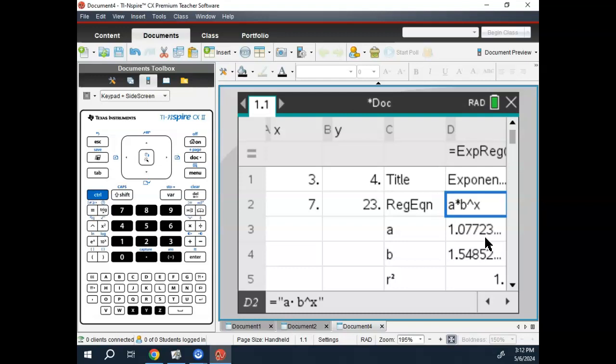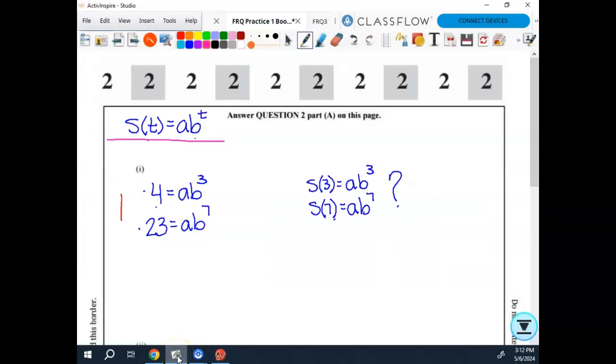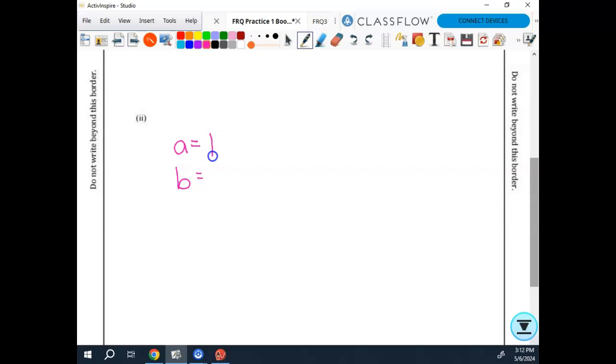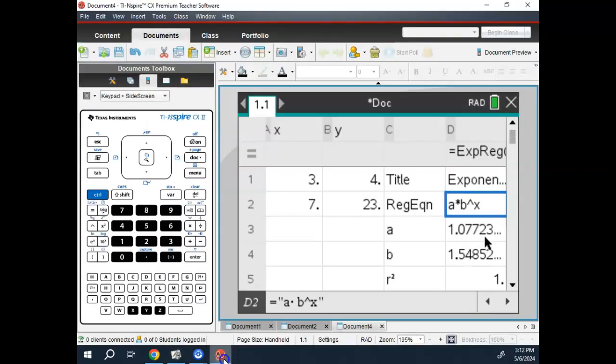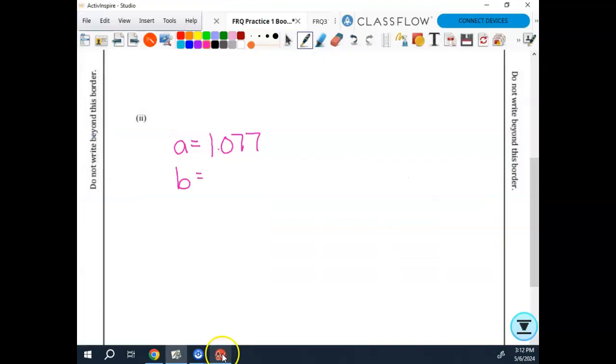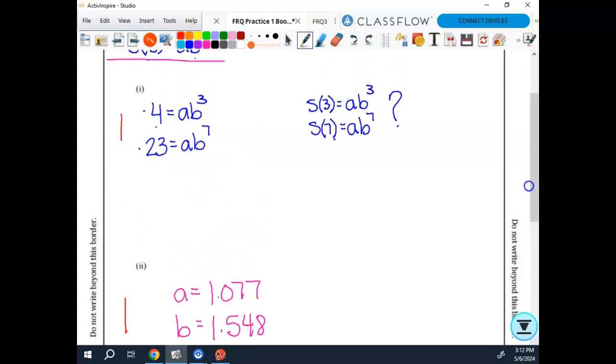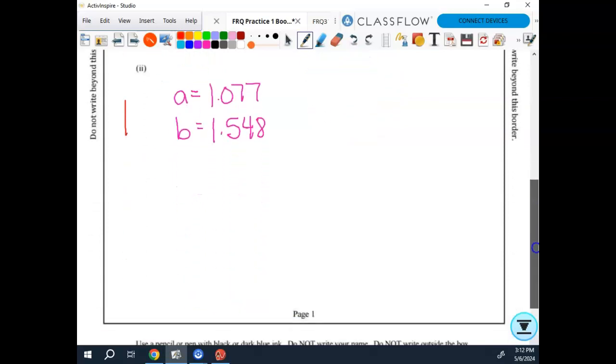But so my A is 1.077, and my B is 1.548. Okay, so here's the deal. You get 1 point for A and B. Now, what some people did is here, instead of having 4 and 23, they had 4,000 and 23,000, which meant they did not get this point. However, if they used their wrong answers correctly, this would have been 1,077, and they got that point. That should be the way that this is graded, but, you know, we'll all figure it out in the end, I guess.